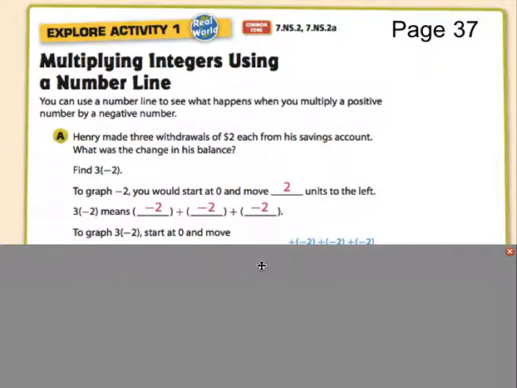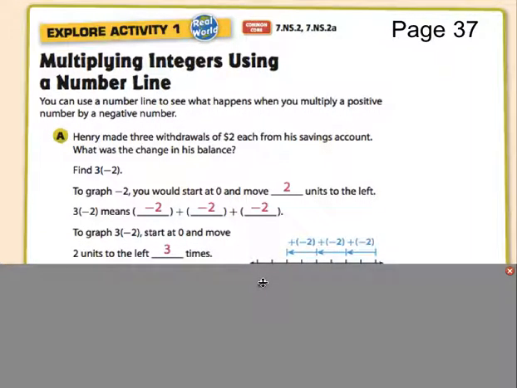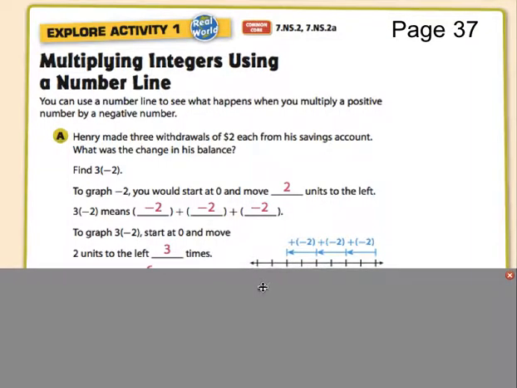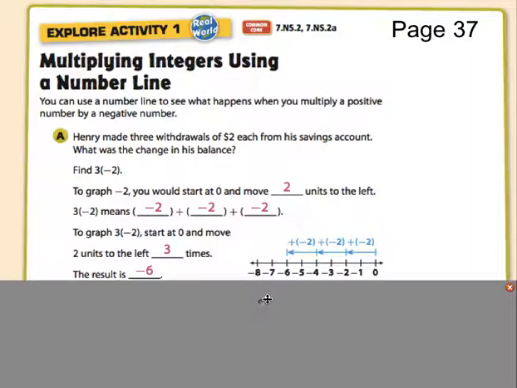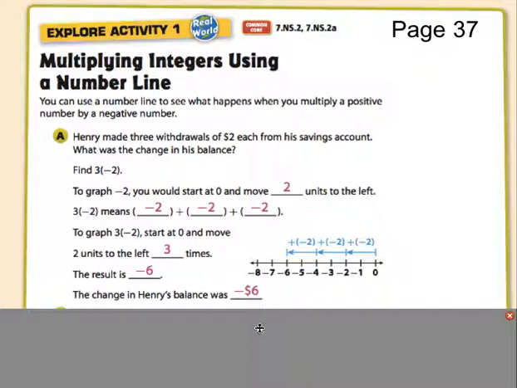To graph 3 times negative 2, start at the 0 and move 2 units to the left 3 times. So as you can see over here to the side, they have it shown for you on the number line. The result you end up getting is negative 6. The change in Henry's balance was negative $6.